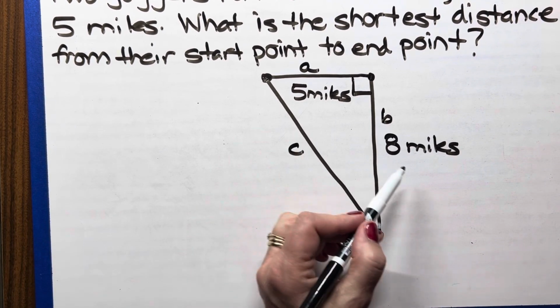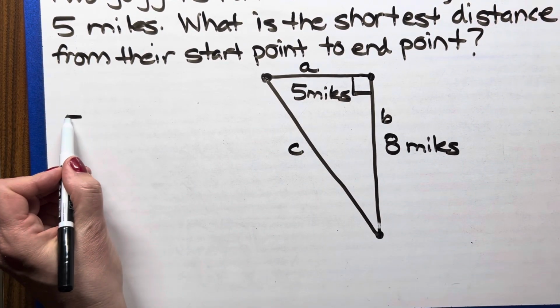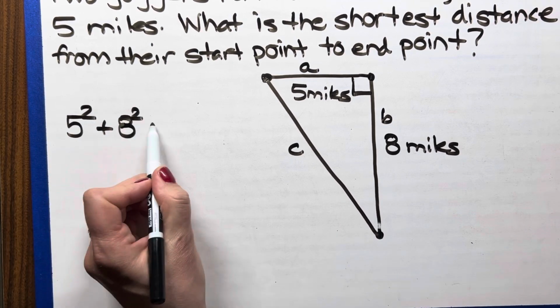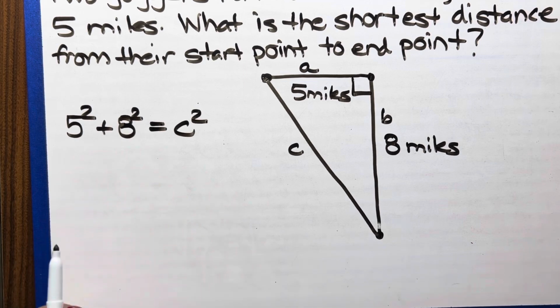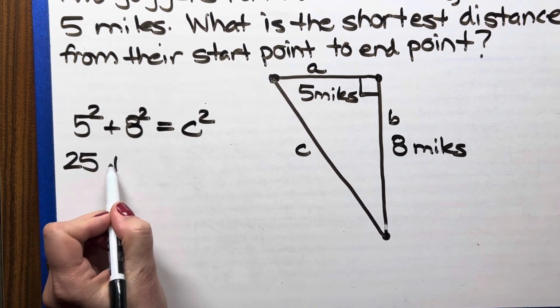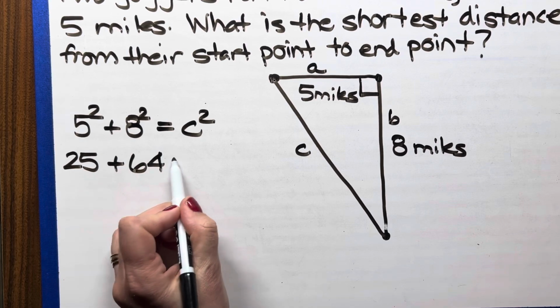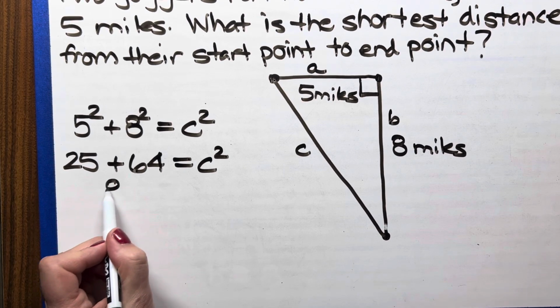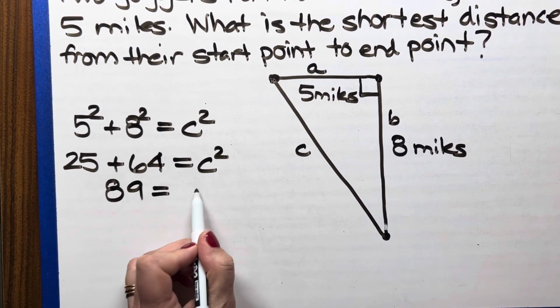So I'm going to substitute in my values to my formula. So 5 squared plus 8 squared is going to equal C squared. 5 squared is 25. 8 squared is 64. So I'm going to add those together, and when I do, I get 89.